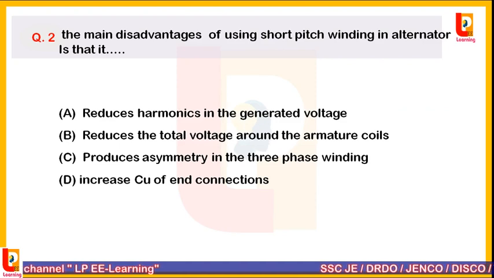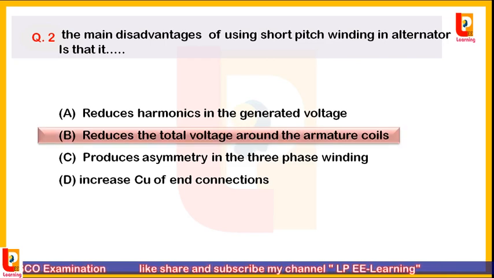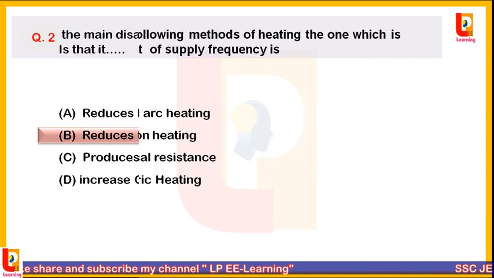Question 2. The main disadvantage of using the short pitch winding in an alternator is that: Option A, reduces the harmonics in the generated voltage; B, reduces the total voltage around the armature coil; C, produces the symmetry in the three-phase winding; Option D, increases the copper of end connection. So the correct answer is option B, reduces the total voltage around the armature coil.